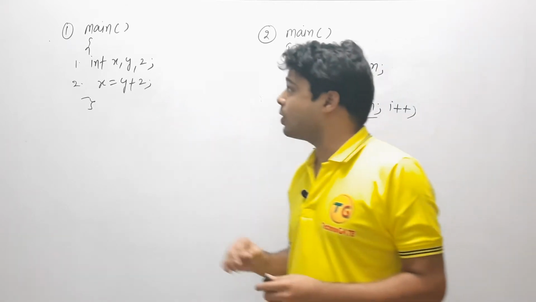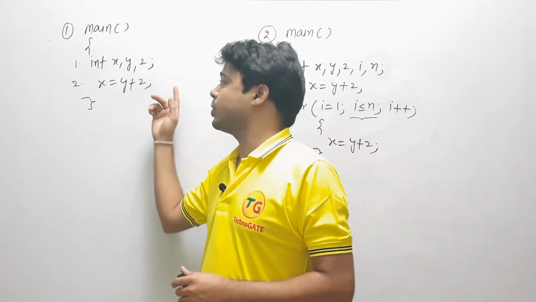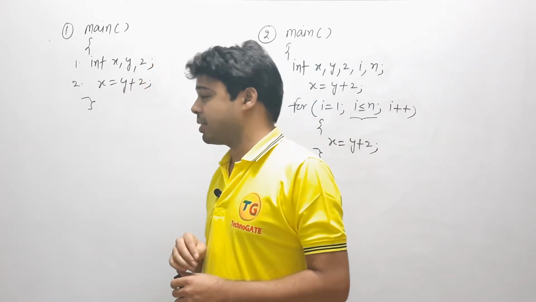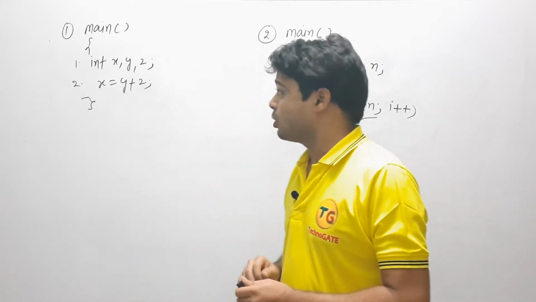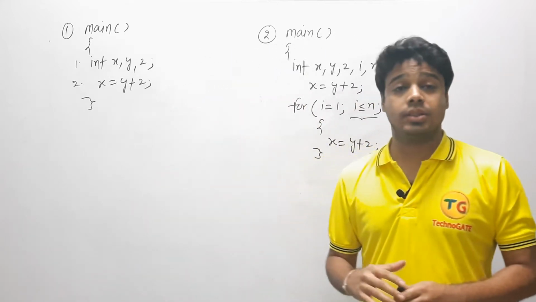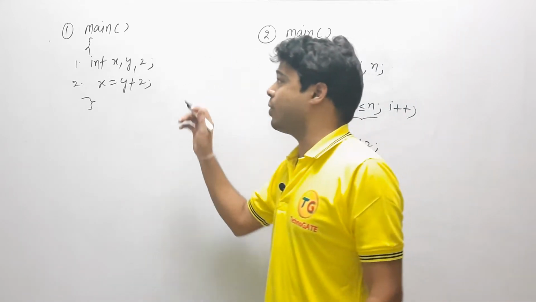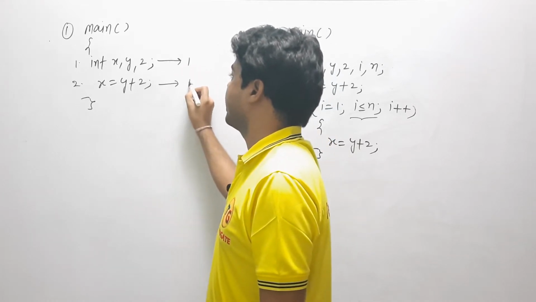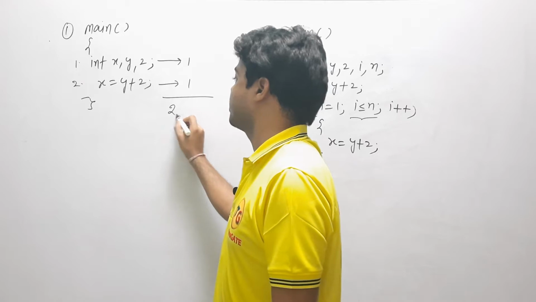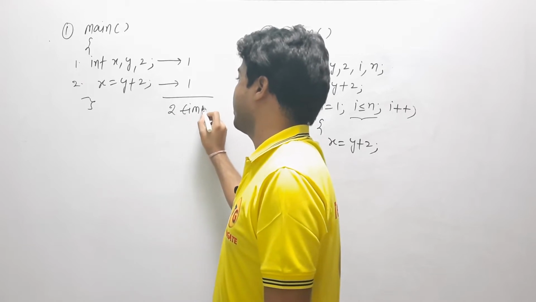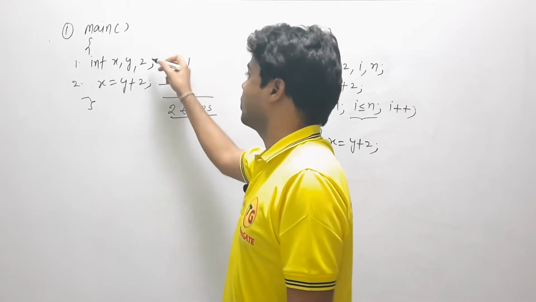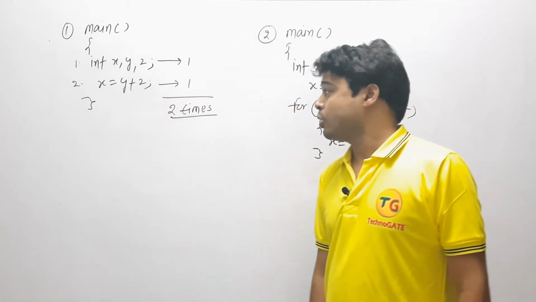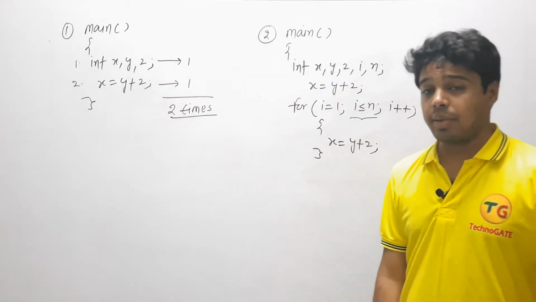Okay. So here first one is the main, int x, y, z, x equals y plus z. So these are the statements here. Each statement executes only once in its lifetime. Here one time, here again one time. So what is the total here? Two times. This statement will execute two times only, one time this one and one time the second one. So two times here means constant time it will take.